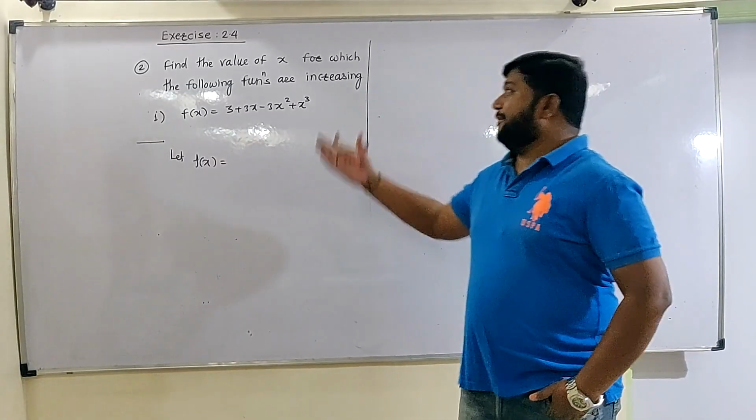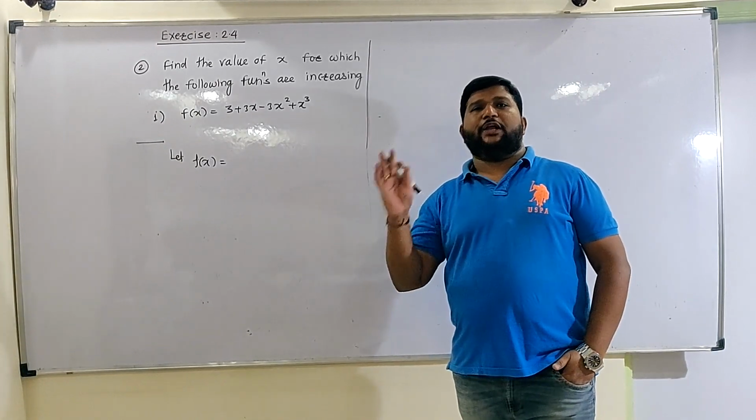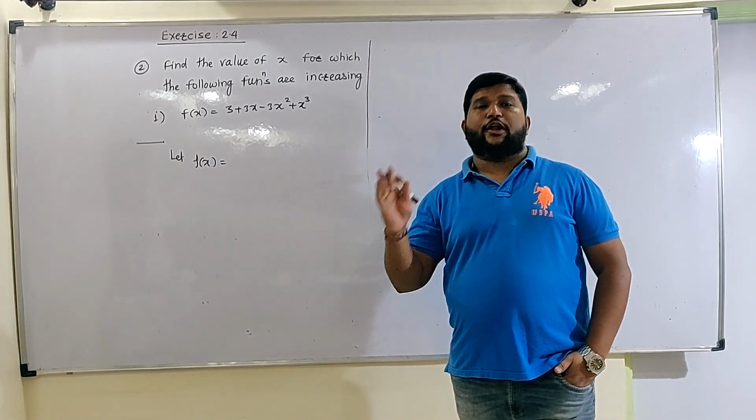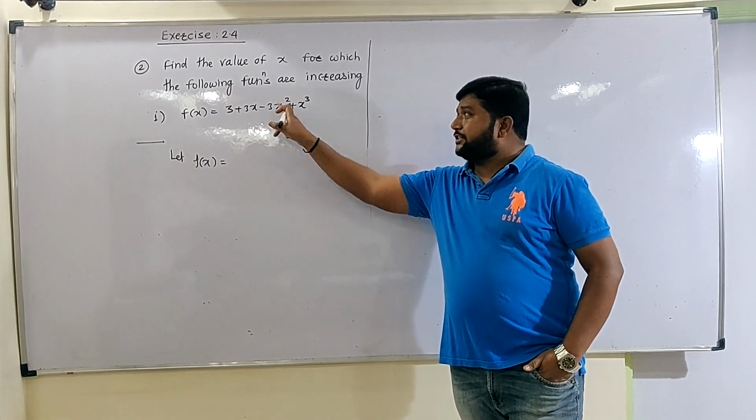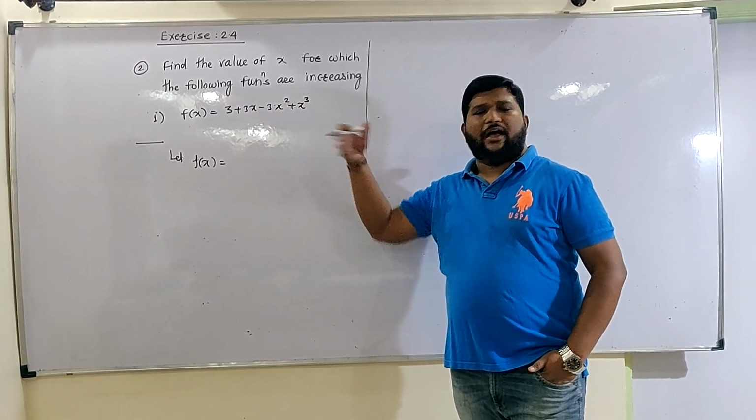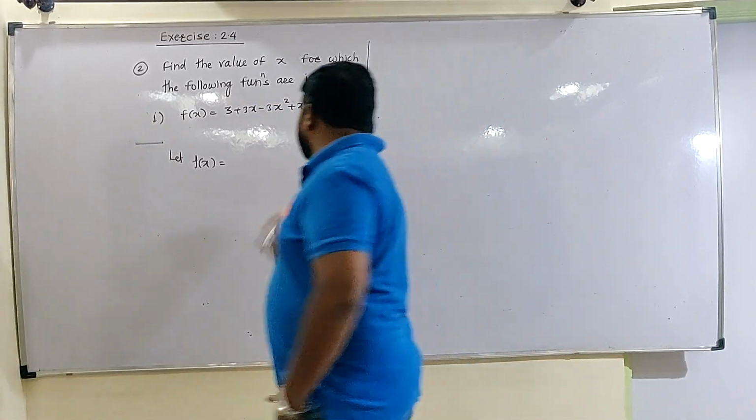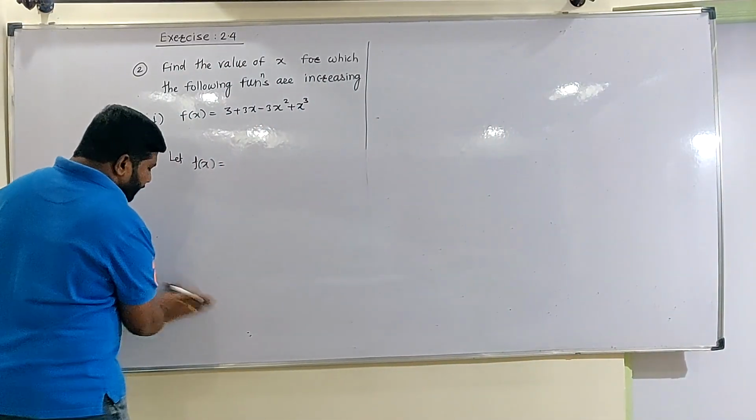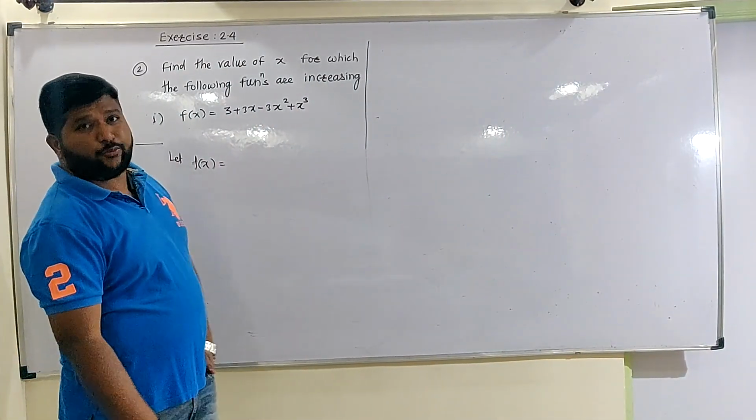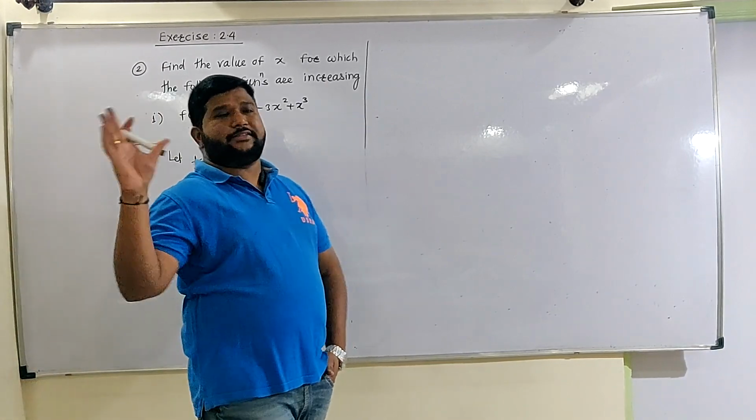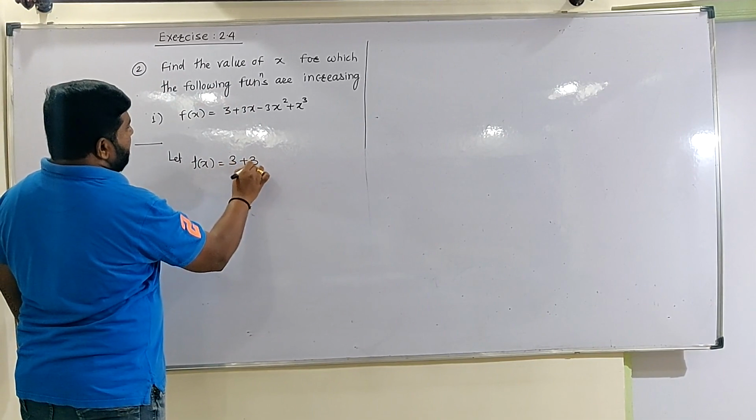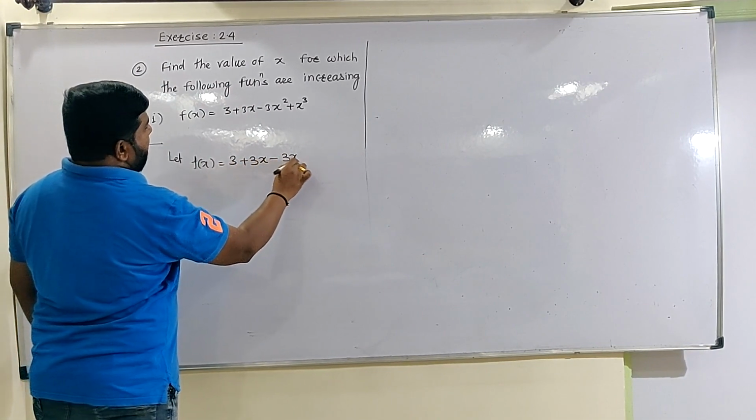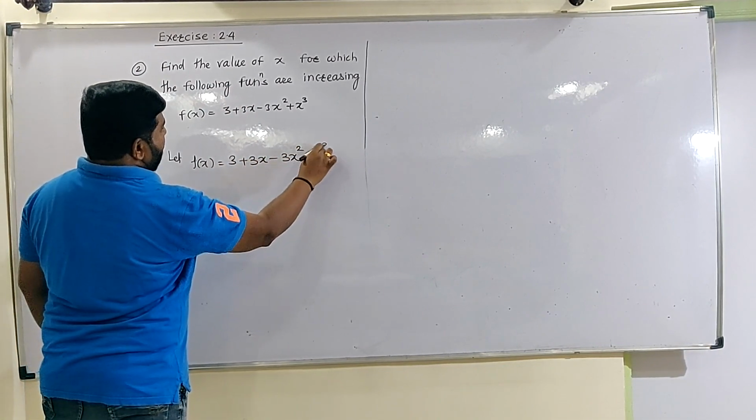See the second example on same. Find the value of x if the following function is increasing function. Function is this: 3 plus 3x minus 3x square plus x cube. Again simple polynomial function. So increasing decreasing function totally depends on the f dash of x, either greater than 0 or less than 0. So f of x, this function is 3 plus 3x minus 3x square plus x cube.